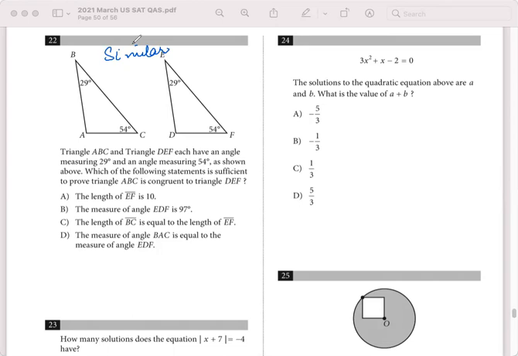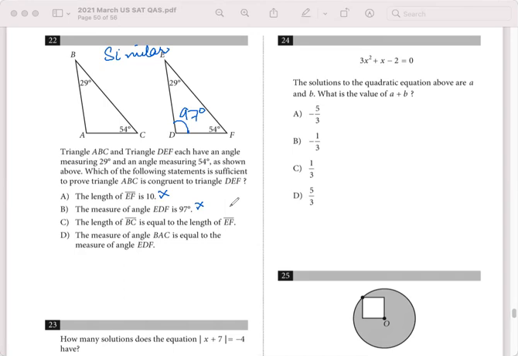Triangle ABC is congruent. So the length of EF is 10. Okay, that doesn't tell me anything unless I also know the length of BC, so it can't be A. The measure of angle EDF is 97, right? That is something I can already find because I have two angles, so the third angle has to be 97 because the sum of the angles is 180, so that doesn't tell me anything. The length of BC is equal to the length of EF.